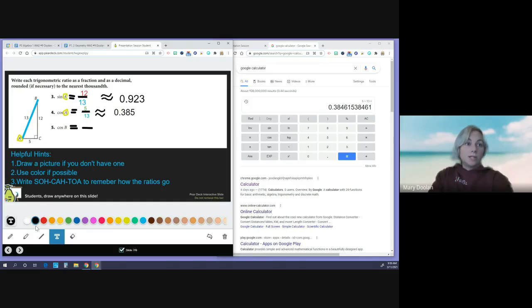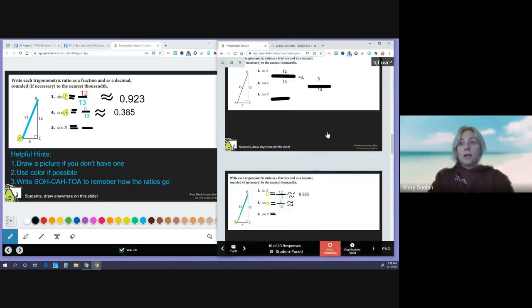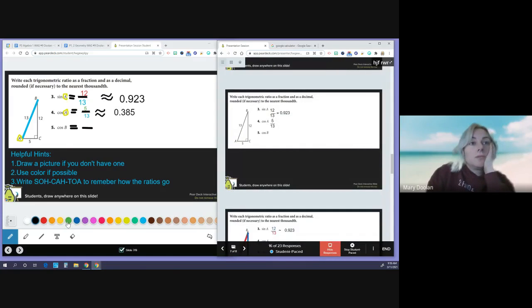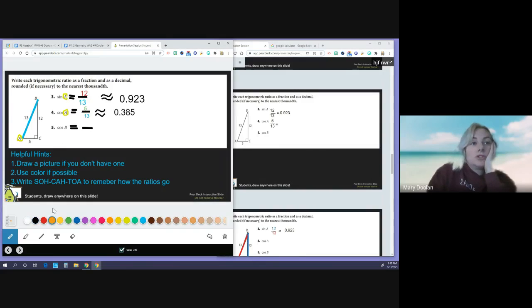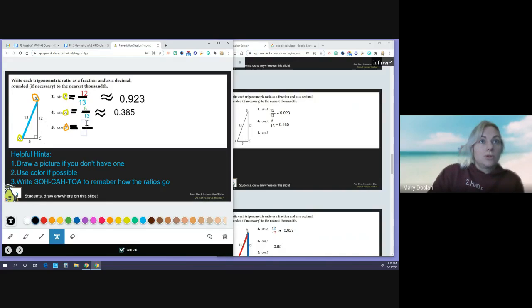And then our last one, cosine of B. Now I'm looking at a different angle, angle B. So what's a color I haven't used? Orange, sure. Angle B is up here. Now from this perspective, the opposite and adjacent have switched places. Cosine, CAH, is adjacent over hypotenuse. The adjacent side to B is the one that touches it, so 12 is in my numerator.